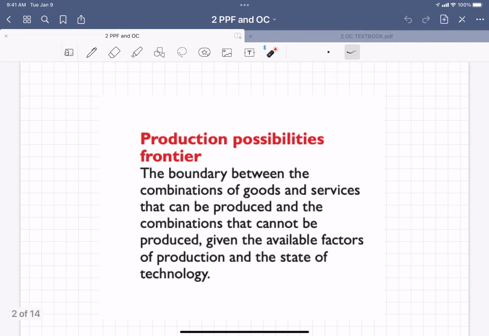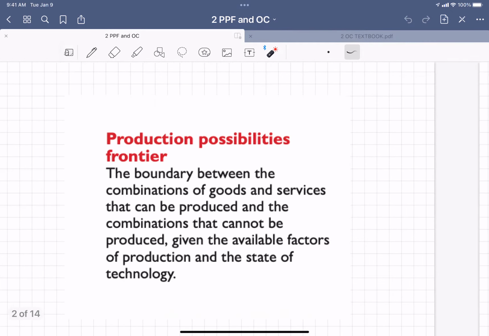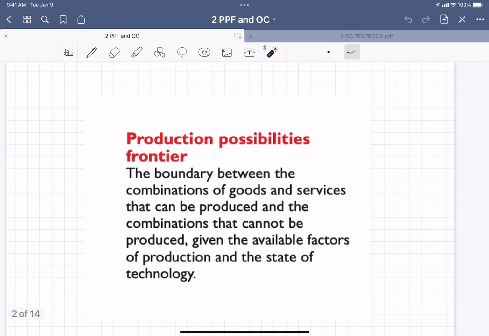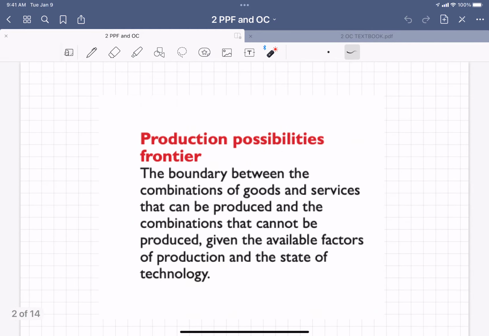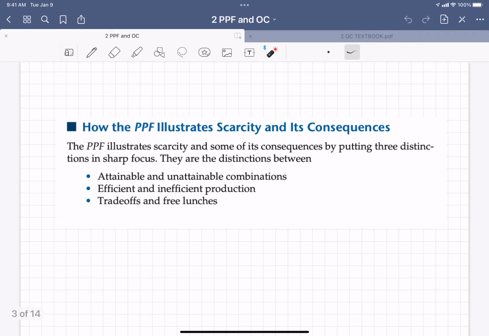All right, so we're back to our slides here, and we already looked at the production possibility frontier definition. Again, it's the boundary that separates those combinations or bundles of goods and services that can be produced from those combinations that cannot be produced, given a certain amount of factors of production and the state of technology. Now we're going to explore three concepts based on this model: attainable and unattainable combinations, efficient and inefficient production, and also trade-offs and free lunches.